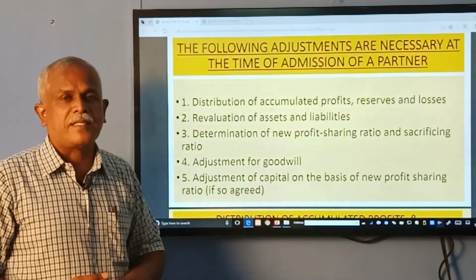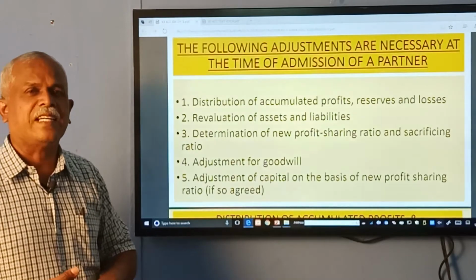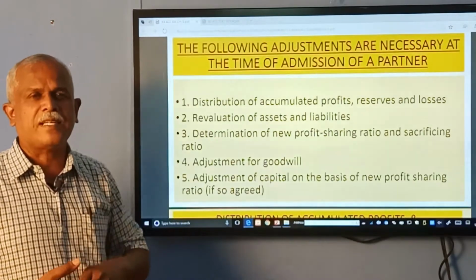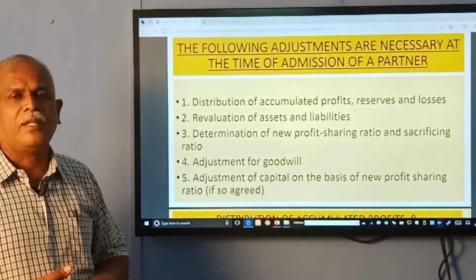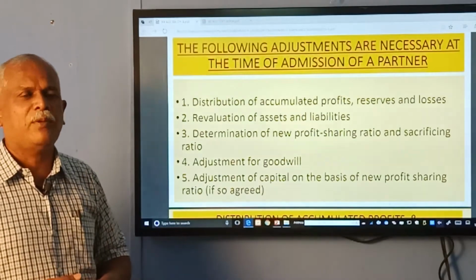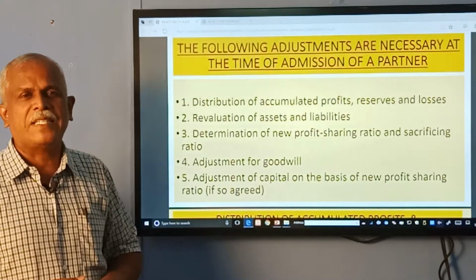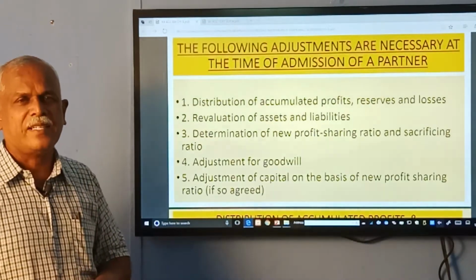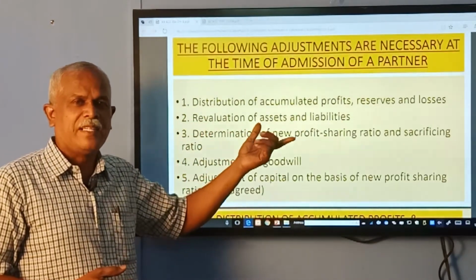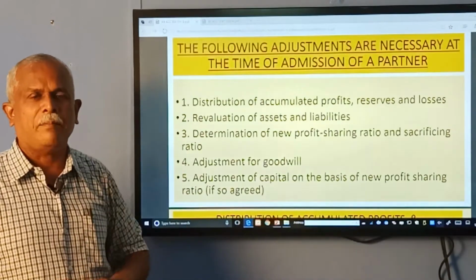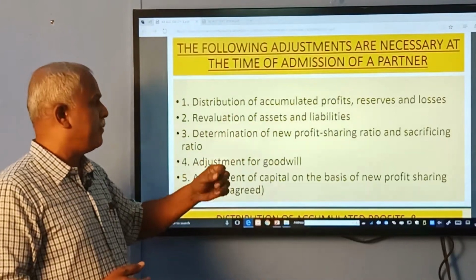Revaluation of assets and liabilities. The assets are recorded at historical cost, because they must have been purchased quite a number of years back. They have to be valued at the present value. So, you have to revalue the assets as well as liabilities. The financial position of the business has to be updated. By revaluing the assets and liabilities, there may be a plus or a minus. They have to be borne by the older partners. A separate account is to be prepared.